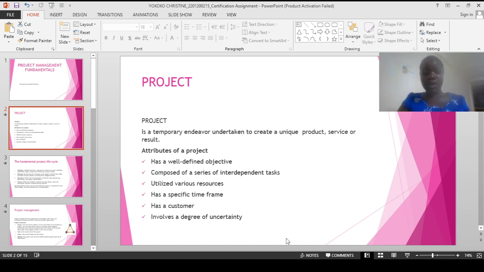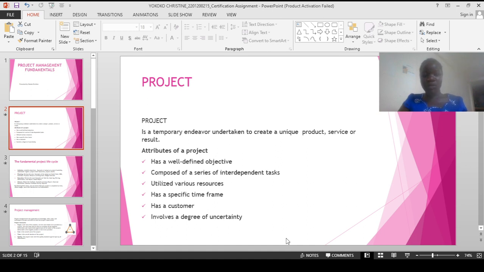We shall start by defining what a project is. A project is a temporary endeavor undertaken to create a unique product or a result. Under this, there are very many attributes which we shall look at. A project is just a temporary endeavor, which means anything you do with the aim of achieving a particular result or solving a particular issue. That's a project.